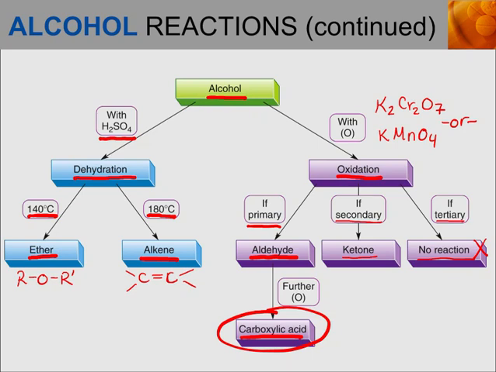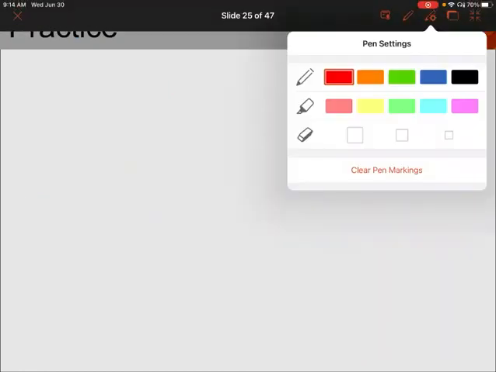So let's just write the generic form of a carboxylic acid, and we'll also write the generic form for a ketone. Okay, now let's do some practice to see if we can remember how each of these reactions works. I'll give you 3 reactions, and I want you to try to figure out the products.